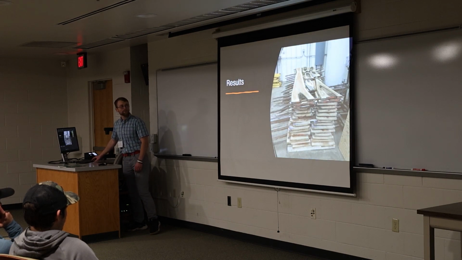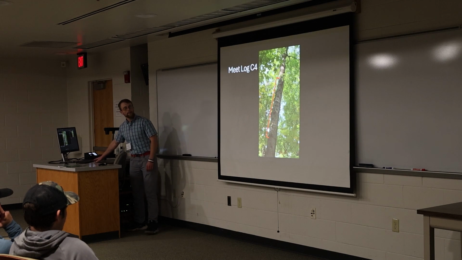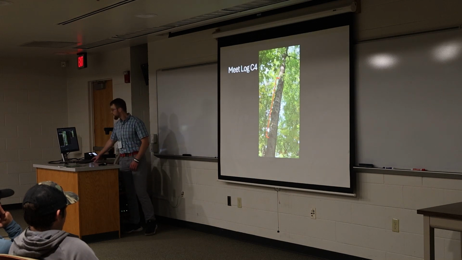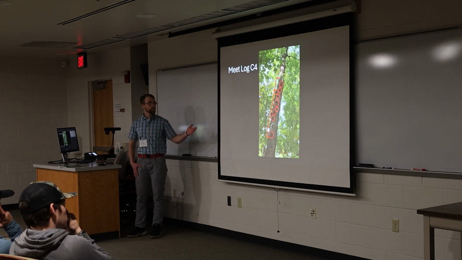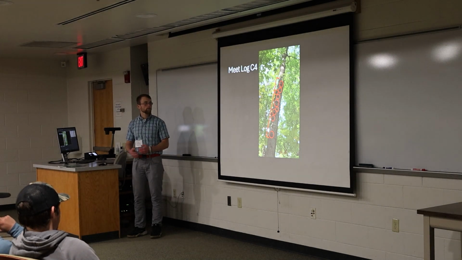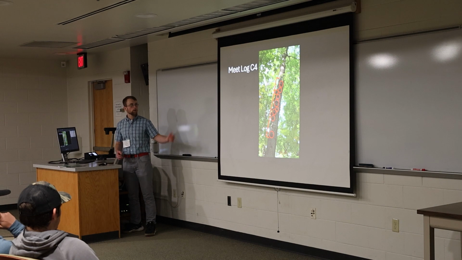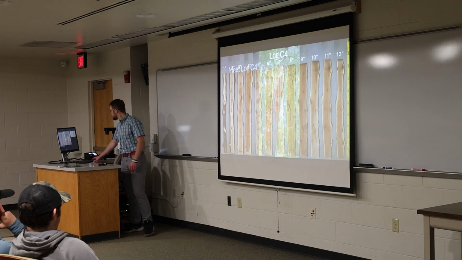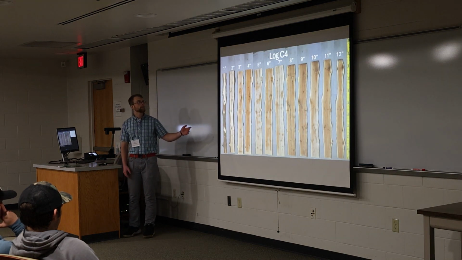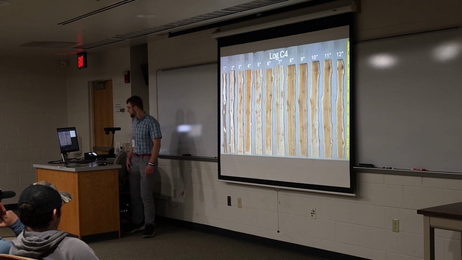So that brings us to our results. Meet log C4. Log C4 was a log that we selected for epicormic sprouting, and the circles on the screen are indicating locations where epicormic sprouting has occurred in this log. As you can see, there are quite a few of them. This is log C4 all milled up, milled at 1-inch increments going from left to right on the screen.